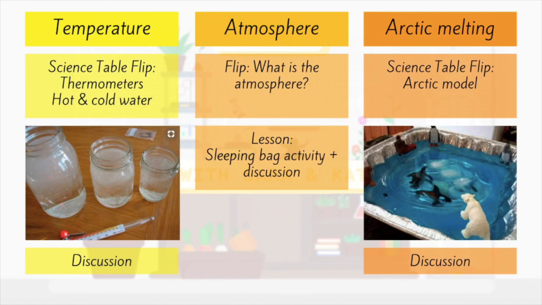As an example, to start to get some kids thinking already about temperature, atmosphere, and the Arctic melting, these are the kinds of activities that I might have on my science tables in my class. For atmosphere, we're going to do a normal flipped video and a lesson and an activity in the classroom together. But for temperature and for the Arctic Ocean, I'm going to have them on tables in the classroom throughout the week that kids can explore to get some of those ideas up in their heads.